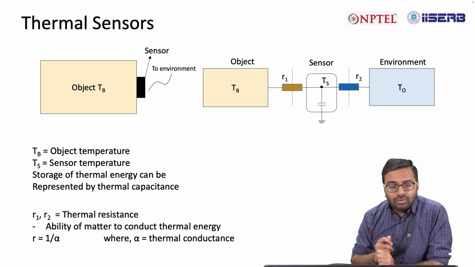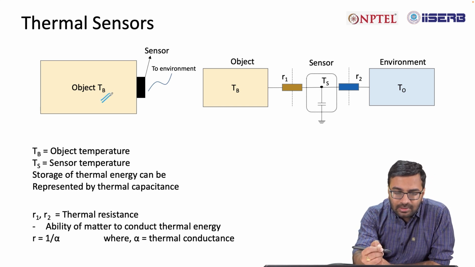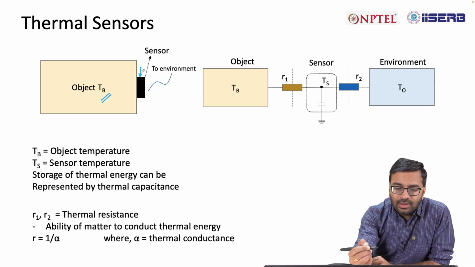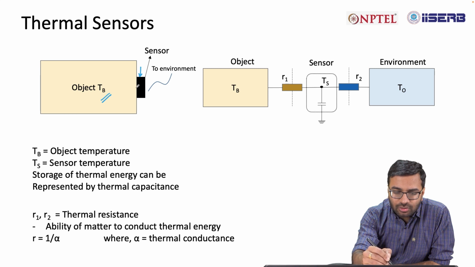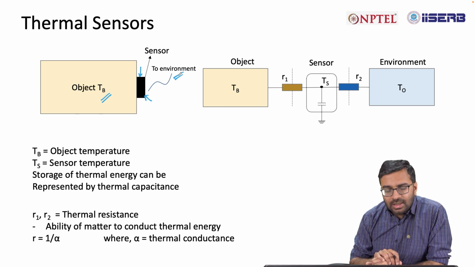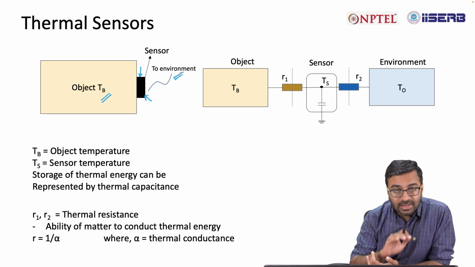To begin with, let us start with a situation where you have an object and a thermal sensor or temperature sensor is attached to it. The temperature sensor is attached to an object, and the other side of the sensor is exposed to the environment. This is a simple situation, and we would like to understand what different considerations we may take in this case.